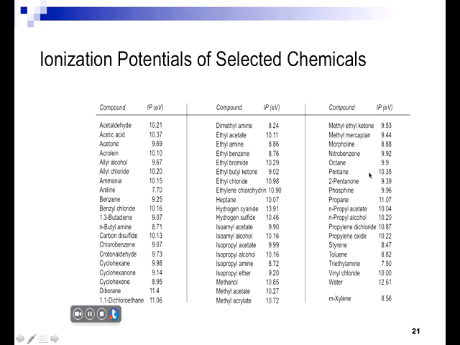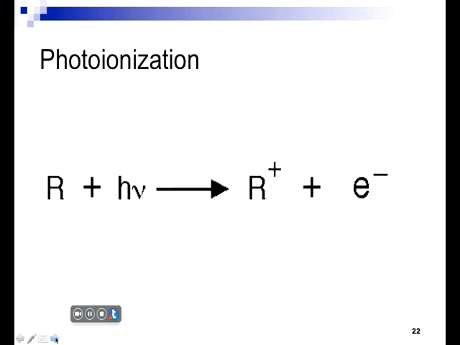Toluene's 8.82, pentane's 10.35, hydrogen sulfide's 10.46, hydrogen cyanide's 13.91. And as long as you hit these chemicals with sufficient energy to be at a minimum of their ionization potential, you can create ion pairs. Hit it below that, you're not going to create ion pairs. So you've got to hit it with at least that much energy, and then you can measure it.